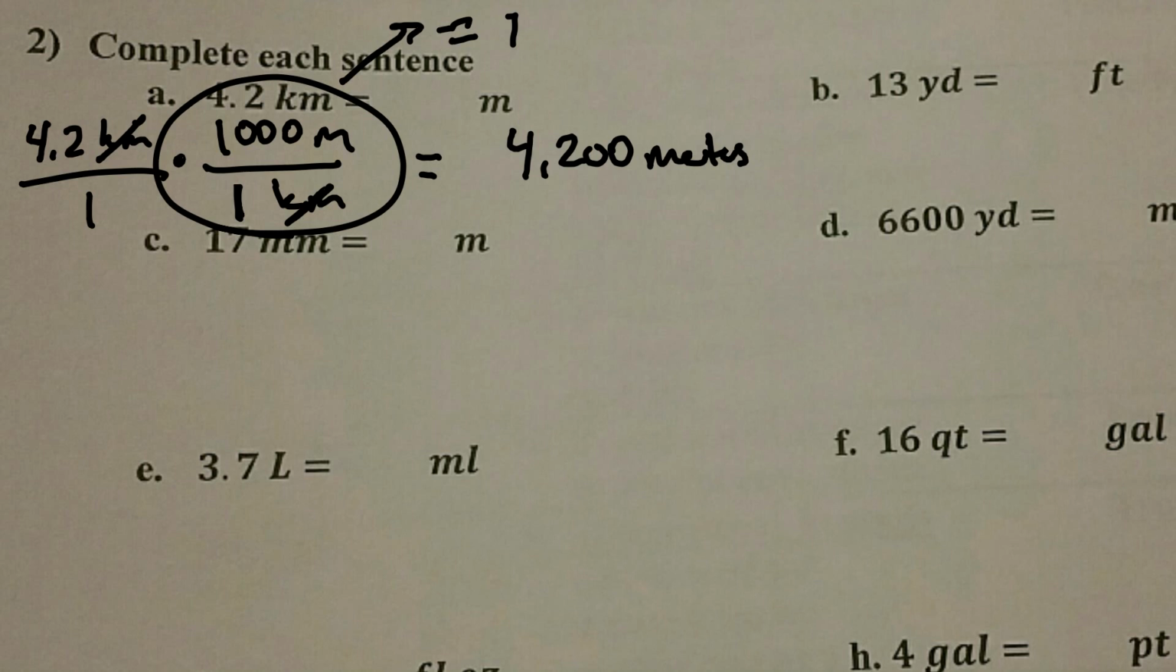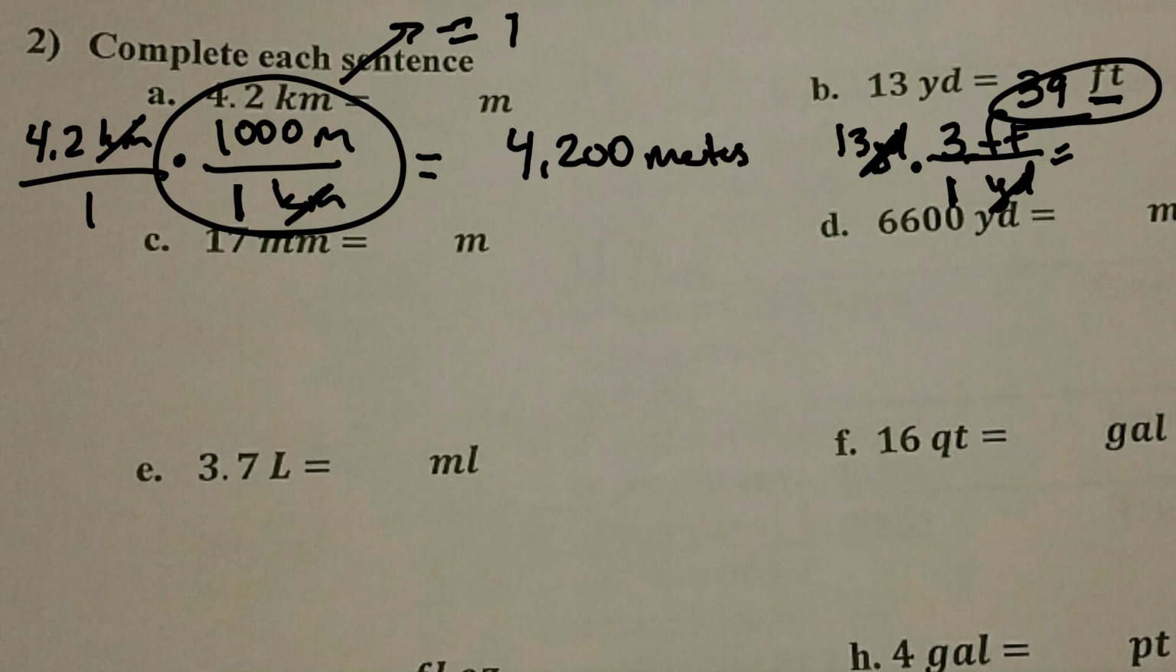13 yards equals how many feet? So I have 13 yards. Well, I'm going to multiply by 1, so I'm going to put yards on the bottom. I'm going to put feet on top, because that's what I want to end up with. See how I want to end up with feet? That's why feet's on top. So I know that there are 3 feet for every 1 yard. The yards cancel. 13 times 3 gives me 39 feet, and that's it.